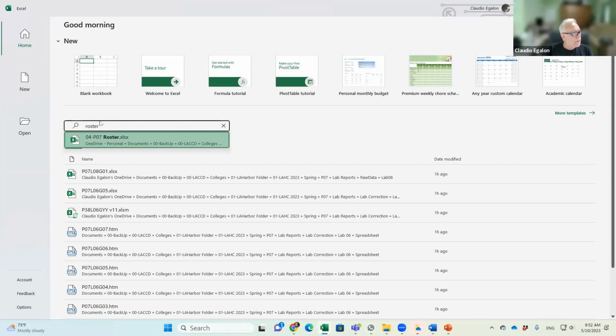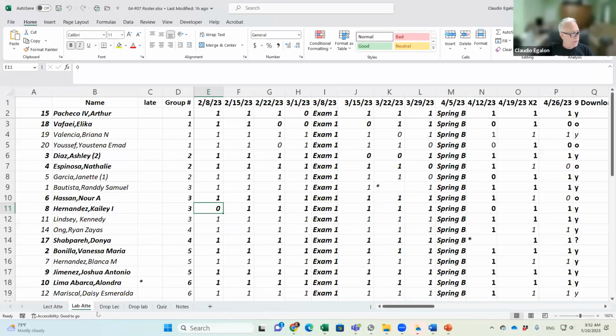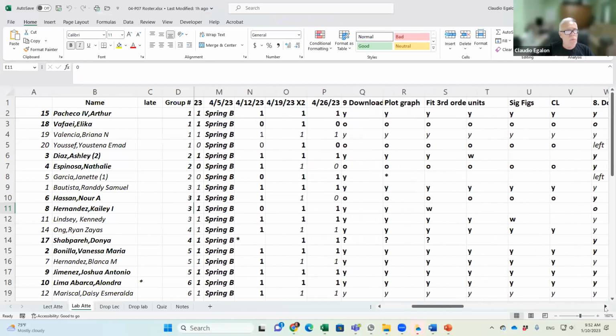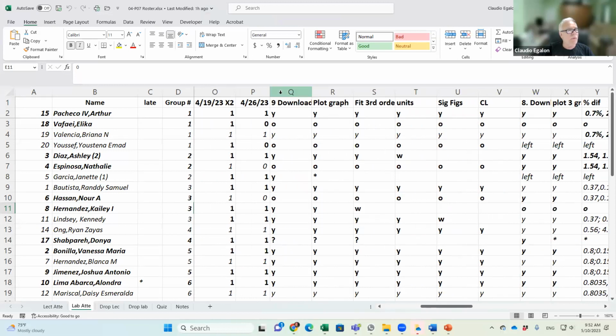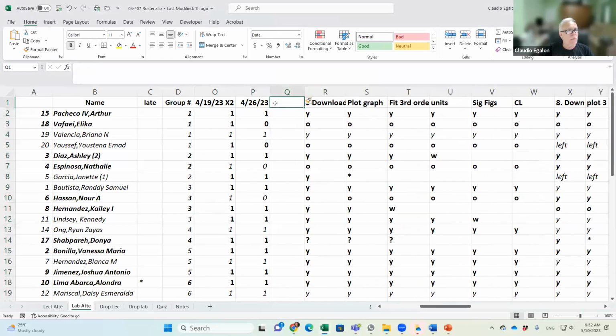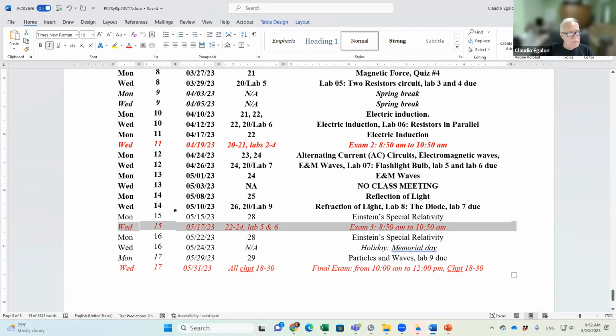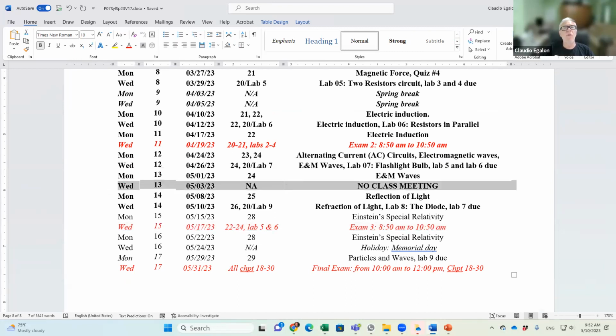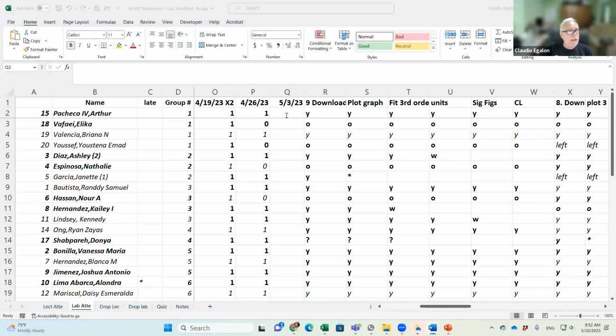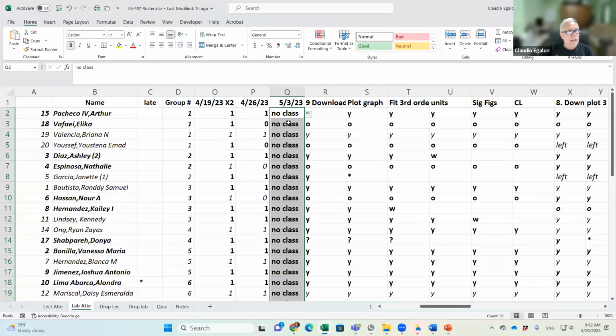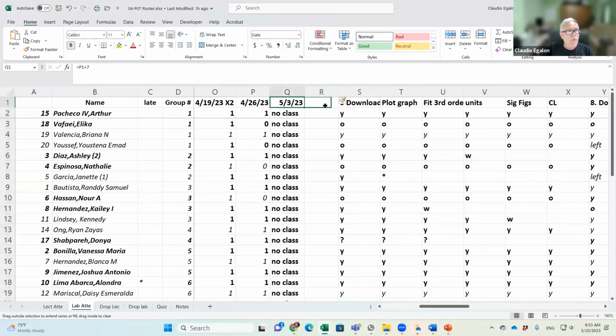No roster. That's the lab attendance. It says May 3rd, right? May 3rd was our exam. Oh, we had no class meeting on May 3rd. Okay, we skipped. Okay, no class. I canceled the class that day. And then that's today, right?